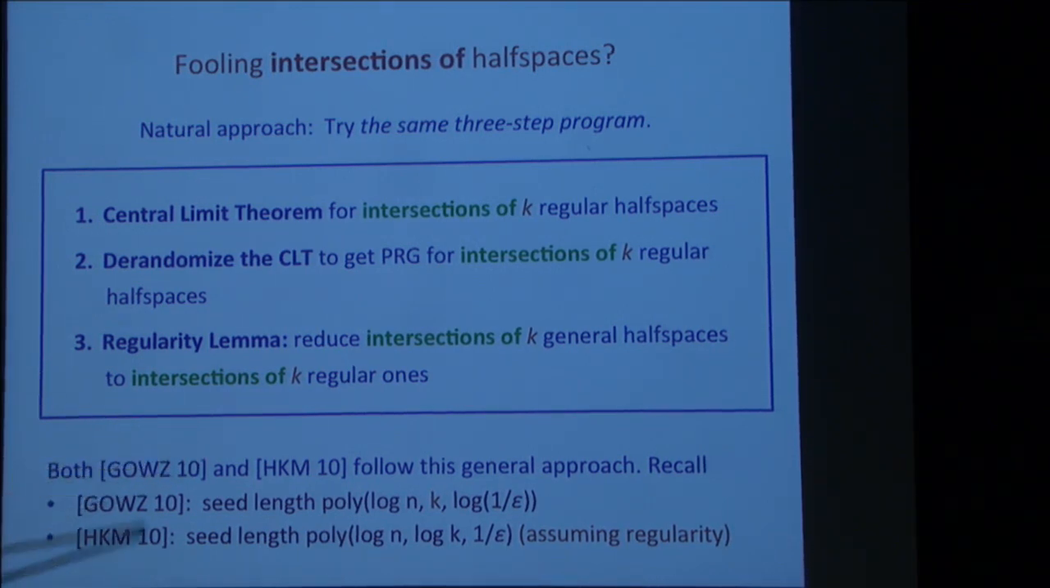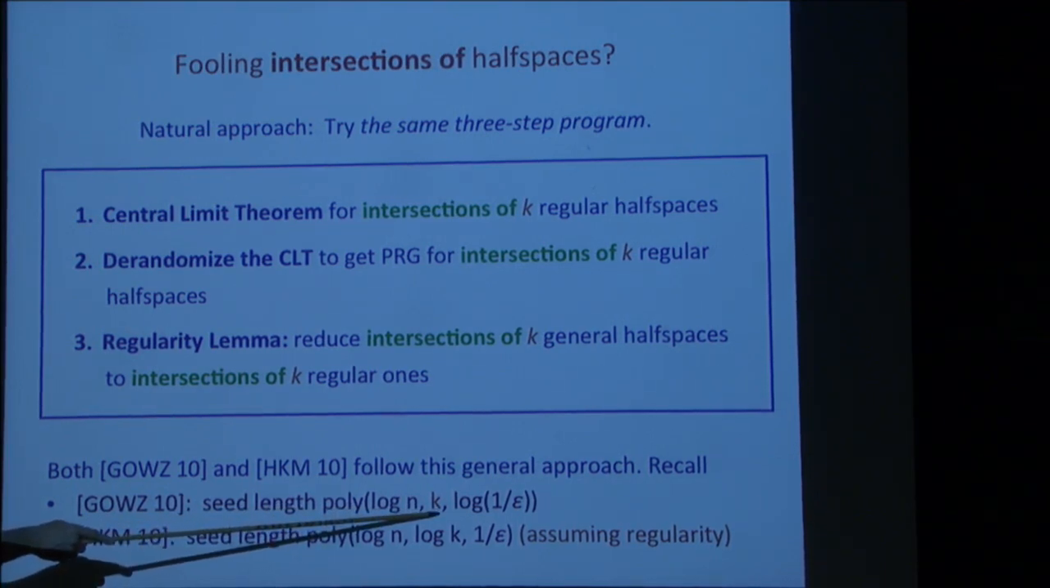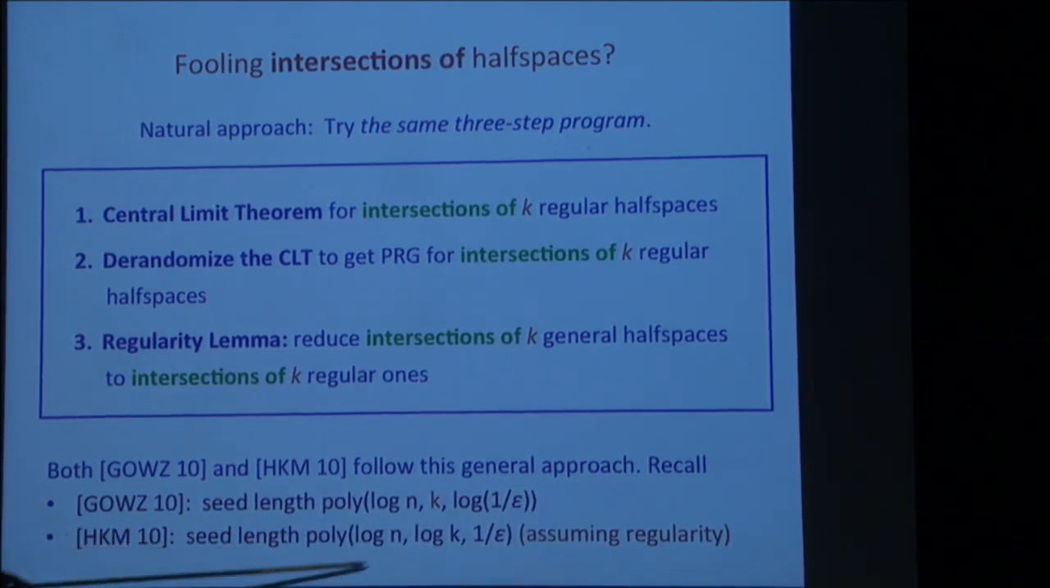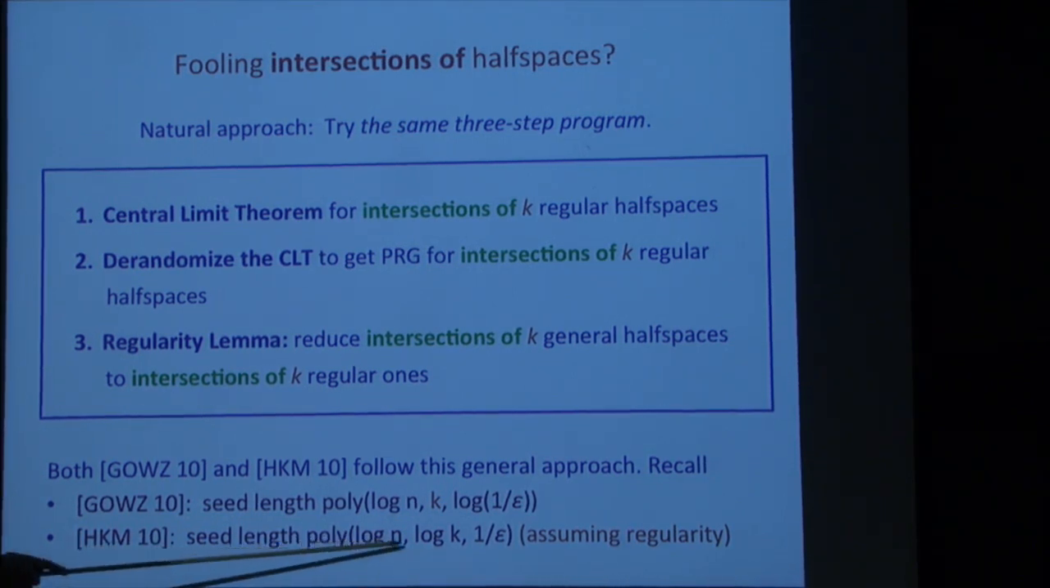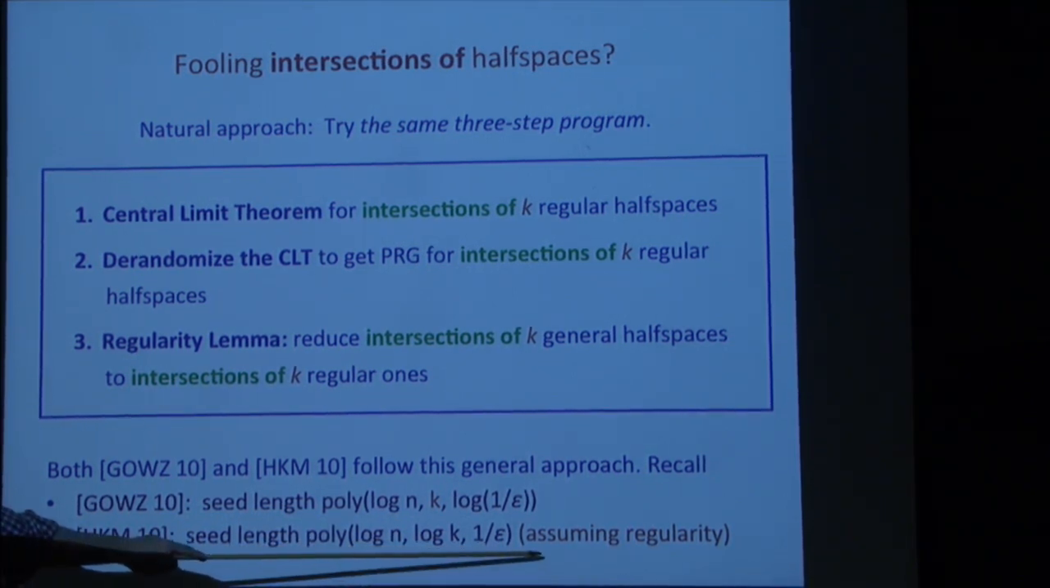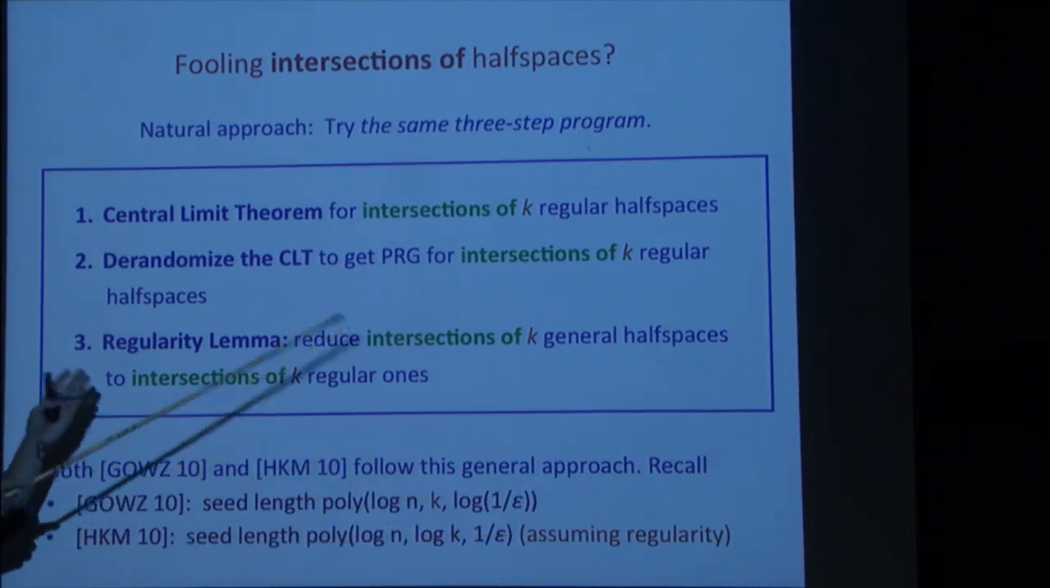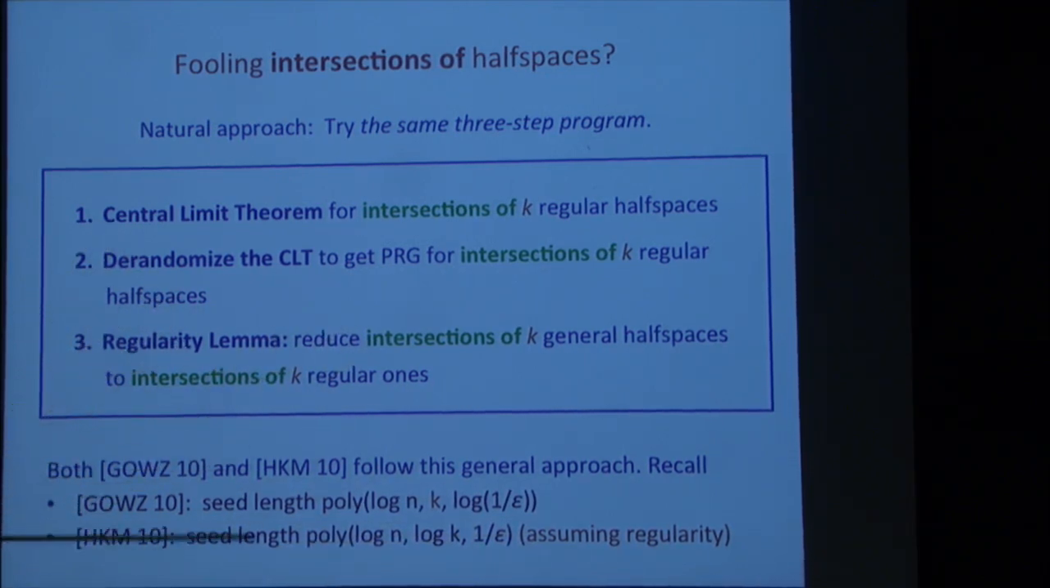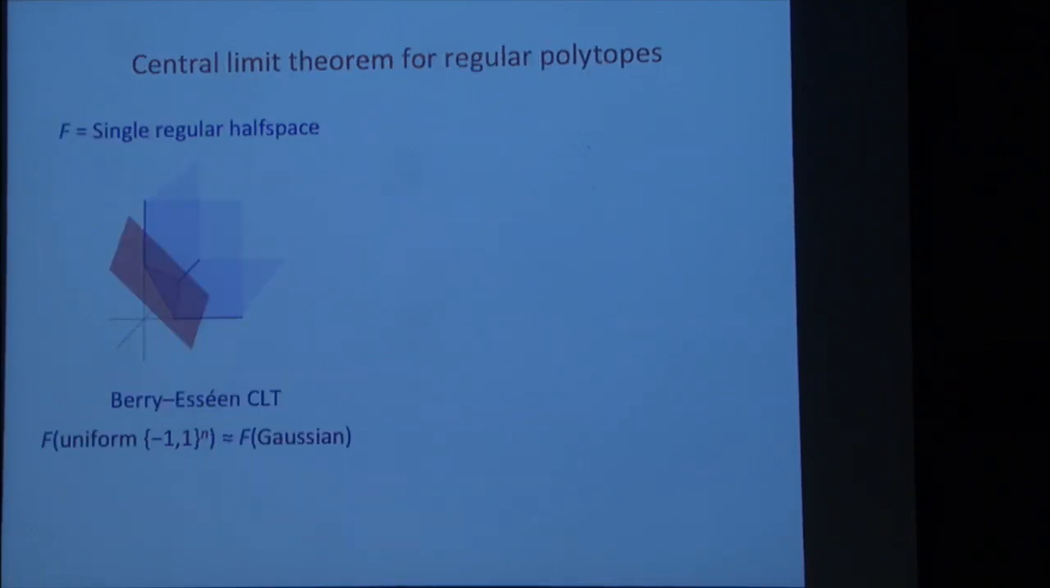These two sets of papers pursued this general approach, but they forked off at one point. If you remember, Gopalan et al. got a seed length which was linear in k, okay? But they handled general half-spaces. Harsha-Klivans-Meka got a seed length logarithmic in k, but they needed the regularity assumption. So I'll trace a step or two through this program, and we'll see what happened in each of these two cases, because that'll lead us into what happens for us.